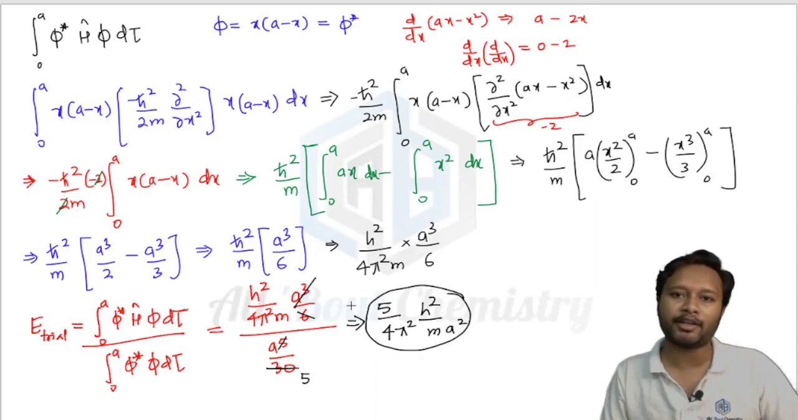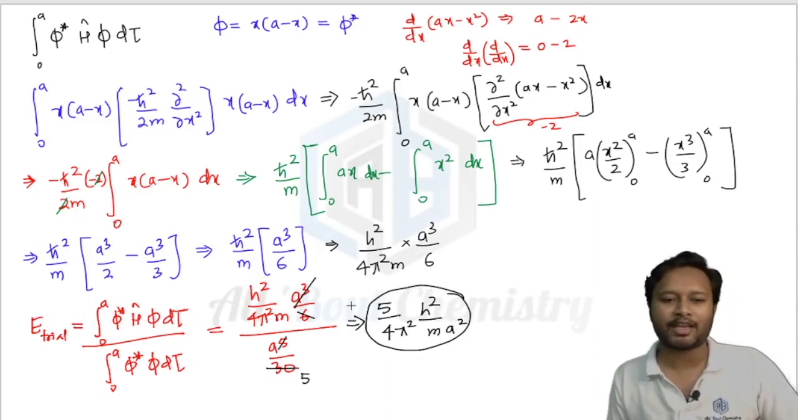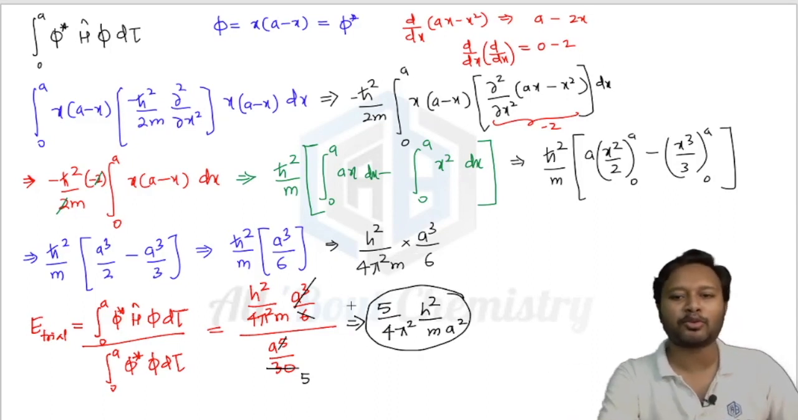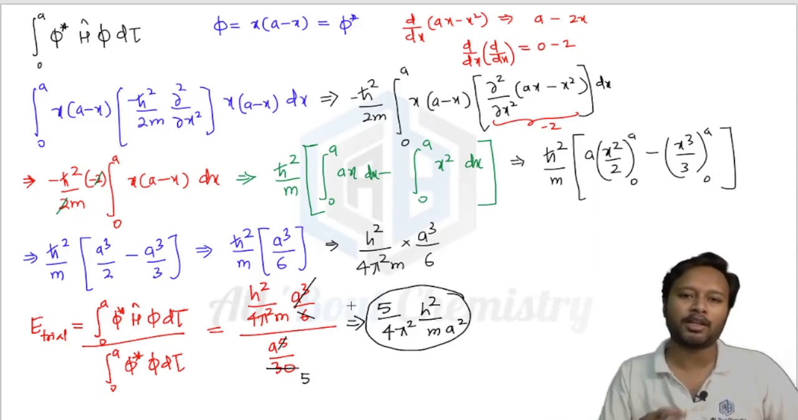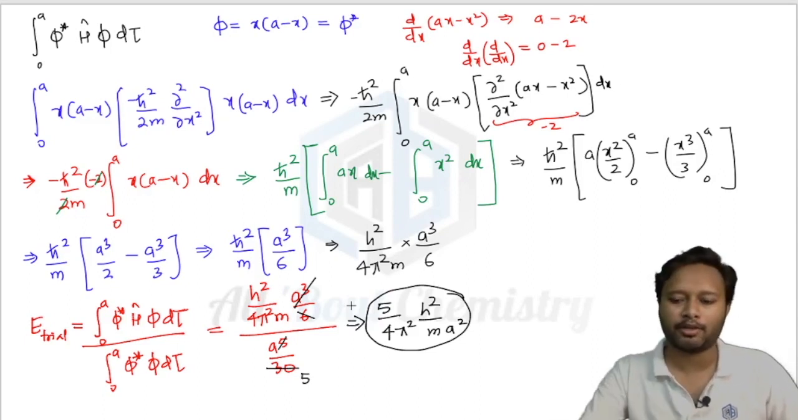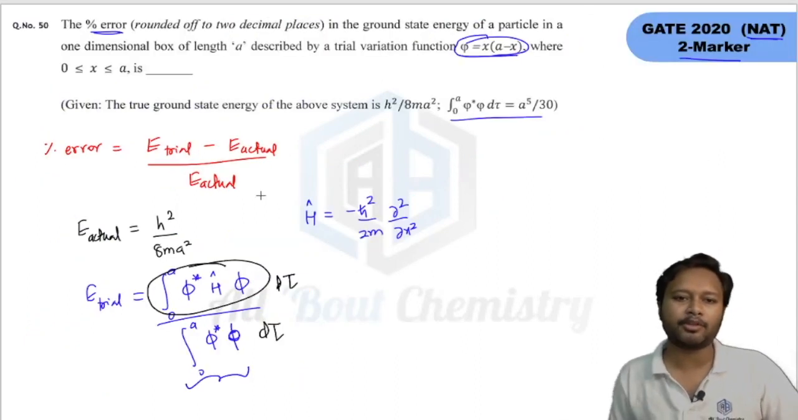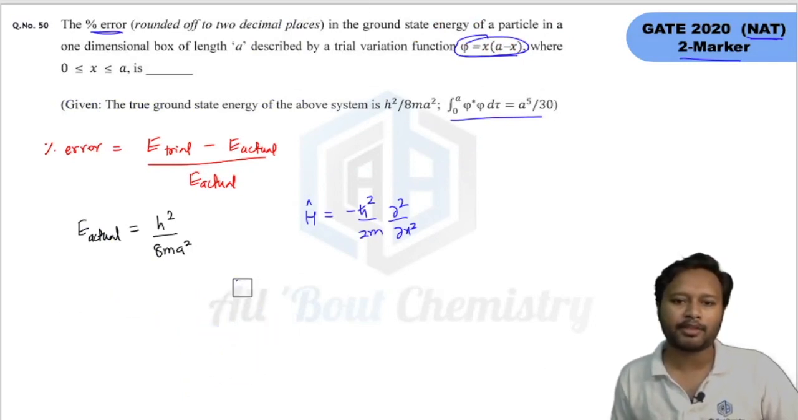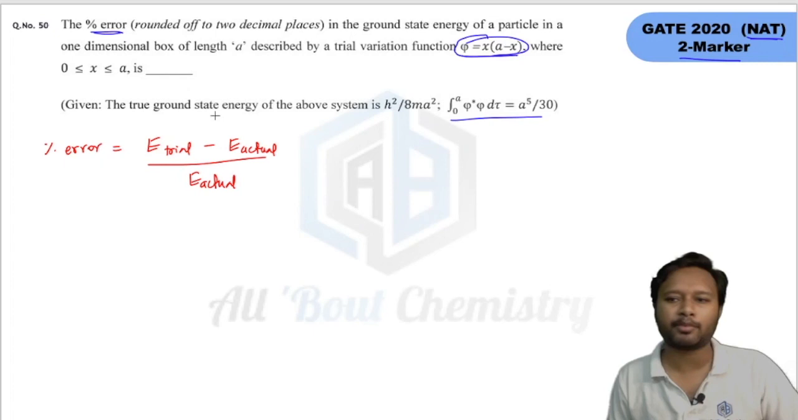Now you have calculated E trial, and you know the E actual value. You can just substitute both of them to find out the total energy or the percentage error in the formula. Okay, let's get back to this. This was the formula. I'll just erase this part because I don't need it, I have just explained you everything. And we'll be doing the calculation of your percentage error.